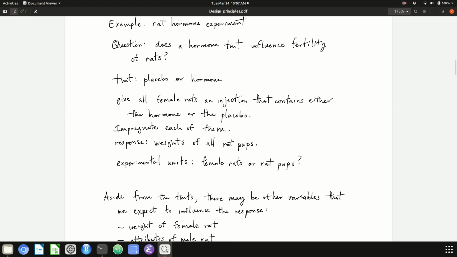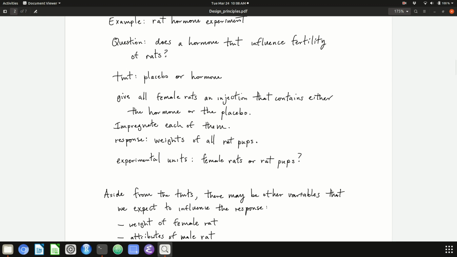And the answer is that the rat pups can't possibly be the experimental units, because two rat pups from the same litter, meaning they had the same mother, necessarily receive the same treatment. So therefore, the units can't be the individual rat pups, because you can't decide to give one rat pup the hormone and another rat pup the placebo if they come from the same mother. So therefore, the units have to be the female rats, because each individual female rat can receive a different treatment.